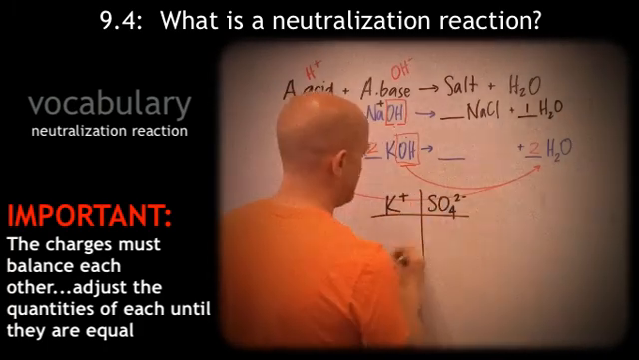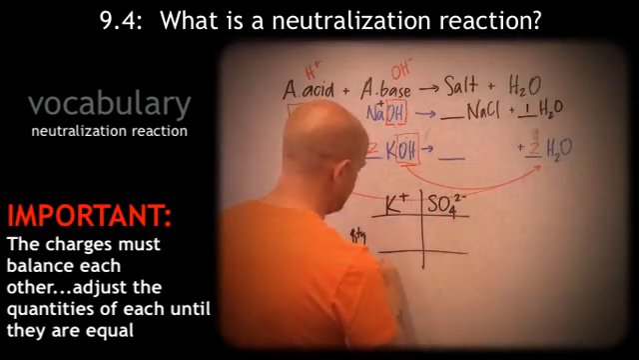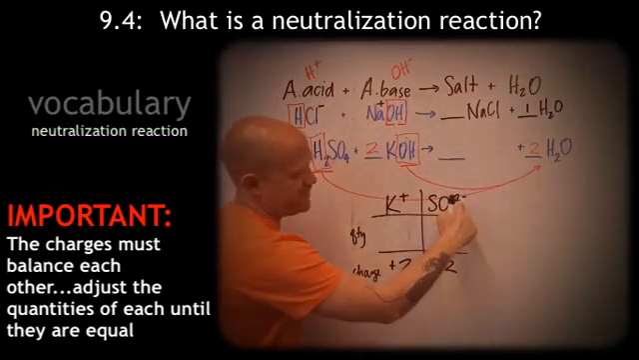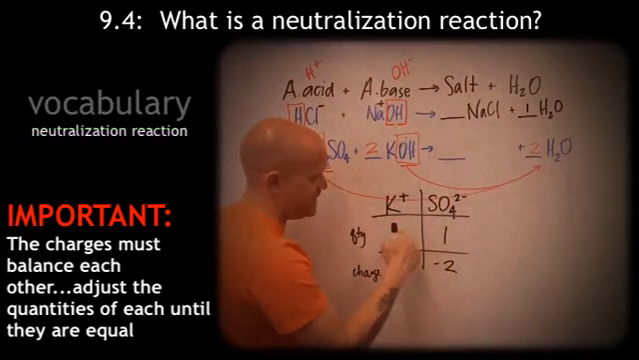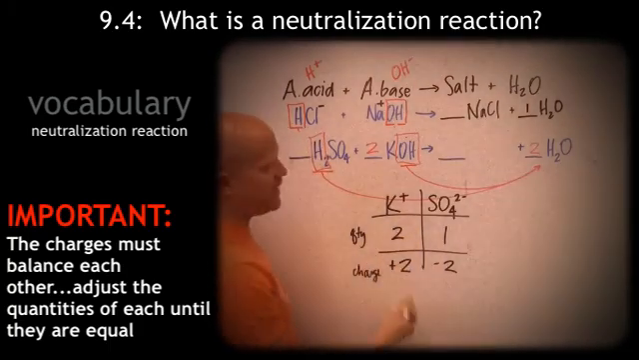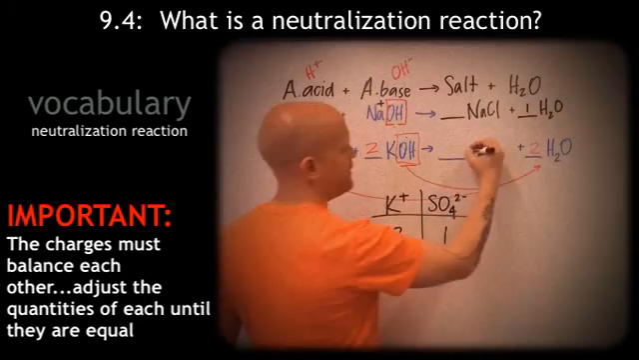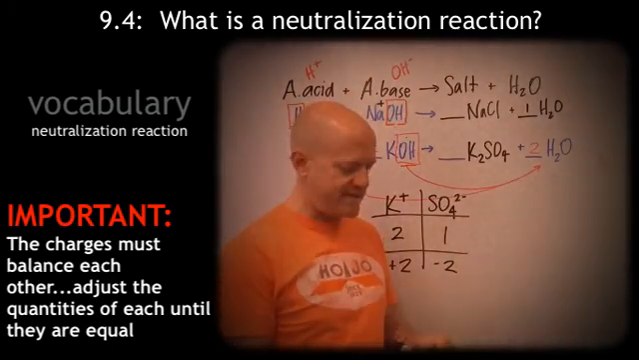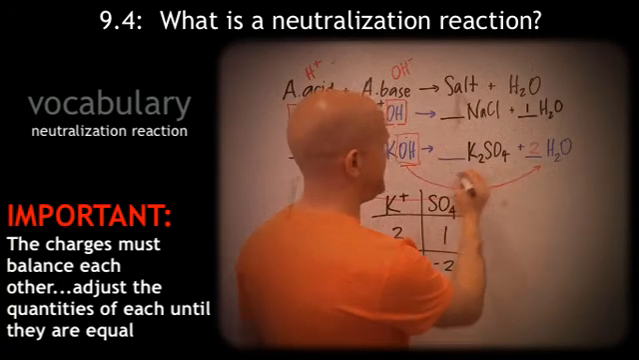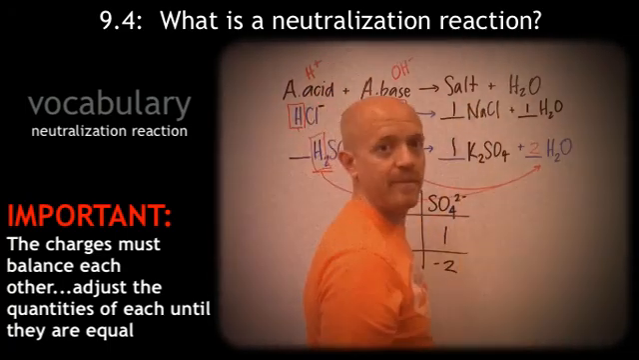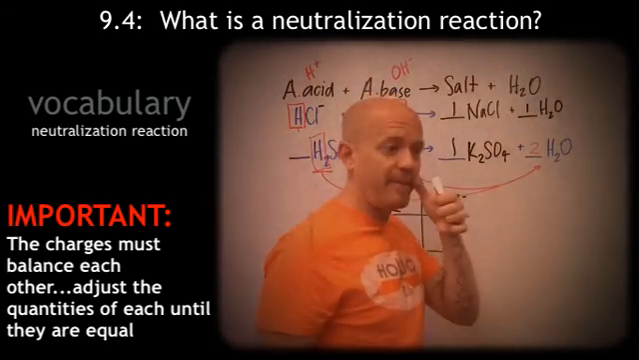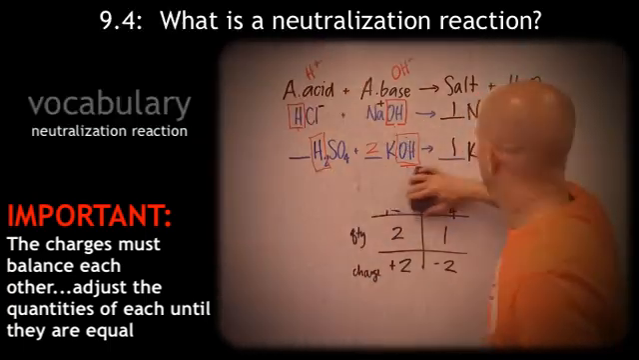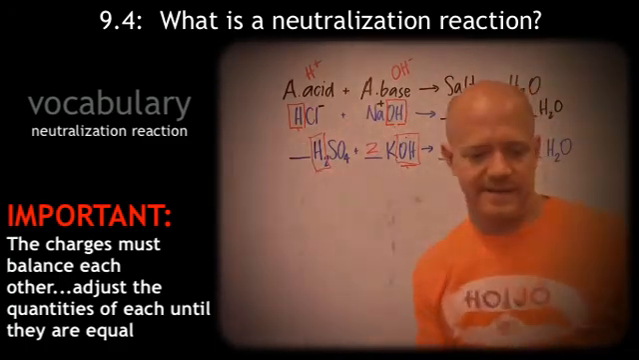Now, remember how I told you to do this? This is the quantity, this is the charge. +1, -2. They both have to be equal to 2. Now 2 times 1 is 2, and 1 times 2 is 2. So when I write my formula, it's going to be K2SO4 with a 1, or simply K2SO4. When you're writing a neutralization reaction like this, the number on the salt is always going to be 1, the way that I'm showing you here. There might be a couple of instances where this won't be 1, but you're never going to see that on the Regents. Okay?